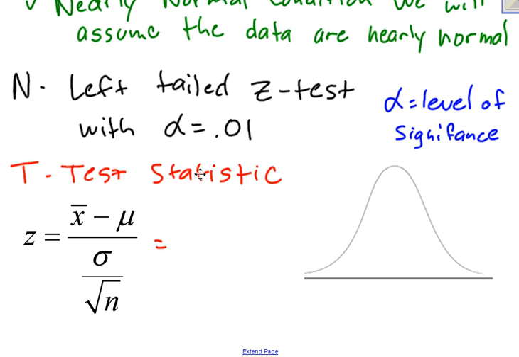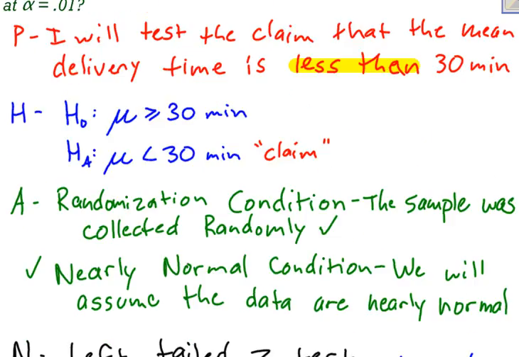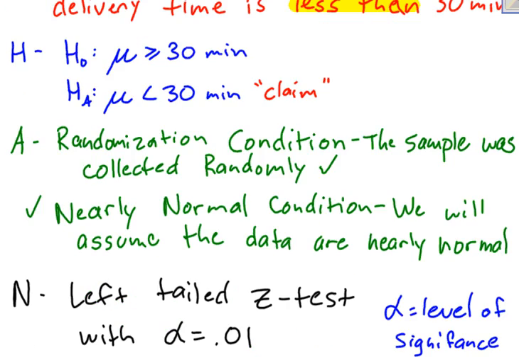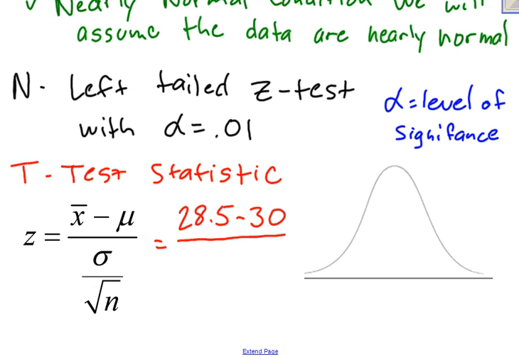Z is my test statistic, and it will be 28.5 minus 30, and 30, if you remember, is mu, and mu comes from my null and alternative hypothesis. Mu always comes from the null and alternative. And I'm going to divide that by the standard deviation, which is 3.5, all over the square root of my sample size, and my sample size was 36. Now, I'm not going to go to my calculator and do the math. I've already done the math ahead of time. And I end up getting here a z-score of negative 2.57.